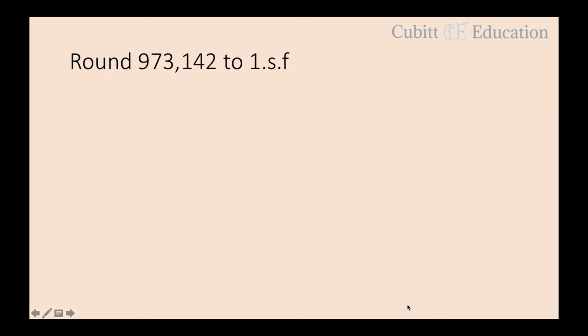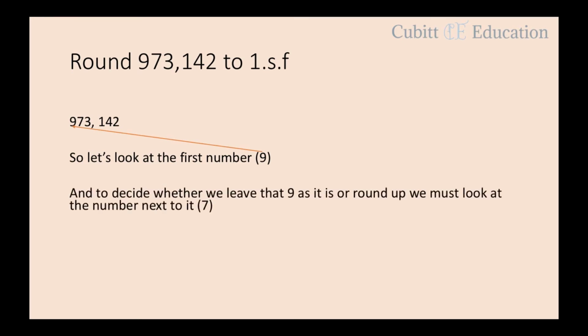Let's look at this number, 973,142. I want to round it to one significant figure, so let's look at the first number, that's a 9. To decide whether we leave that 9 as it is or round up, we must look at the number next to it, which is 7.